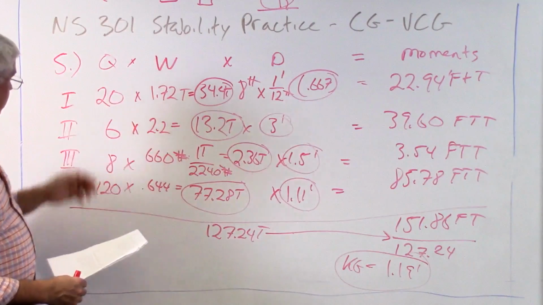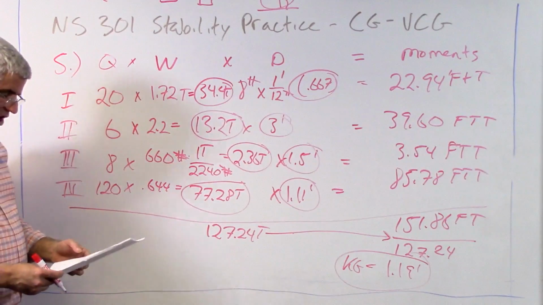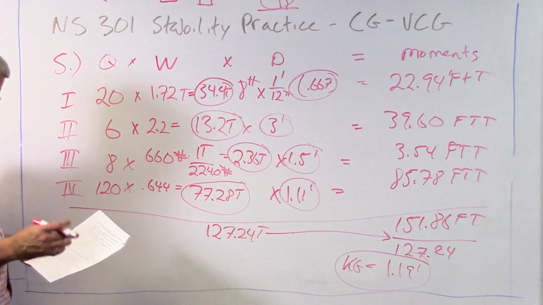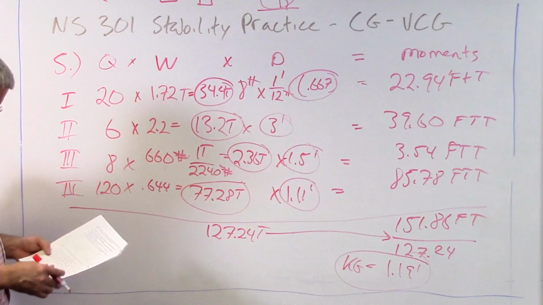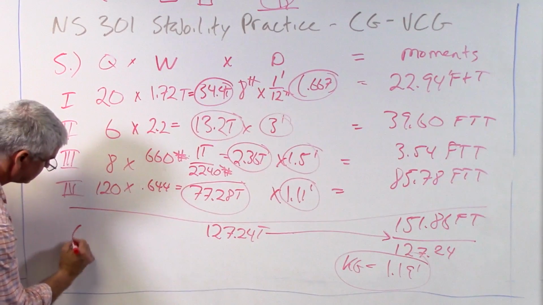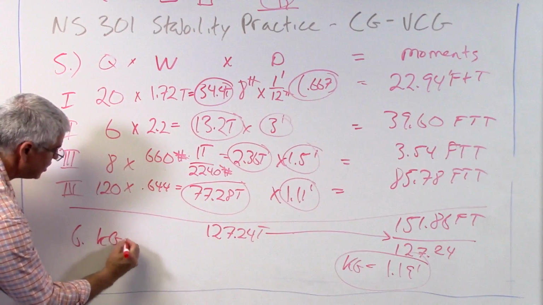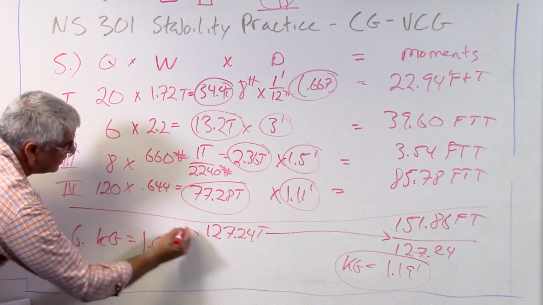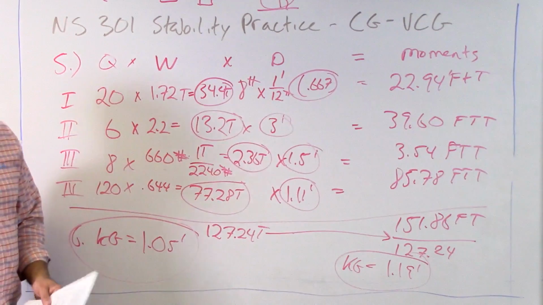That was problem 5. And problem 6, I'm going to let you do on your own. You're going to have to do the same thing. Get it all into foot tons or pounds or whatever it is you want to do, whichever you think is easiest. And at the end of the day, for number 6, the KG is going to equal 1.05 feet. That's the answer you're trying to get. Good luck.